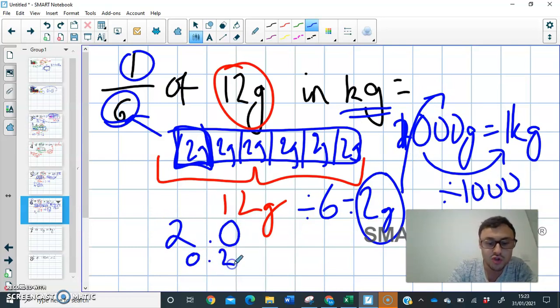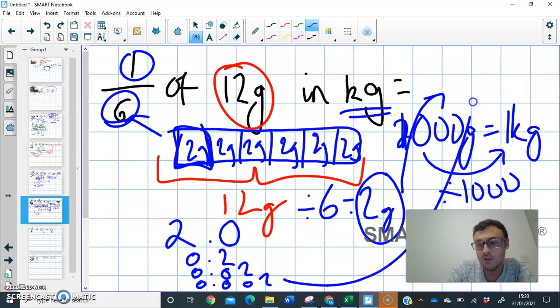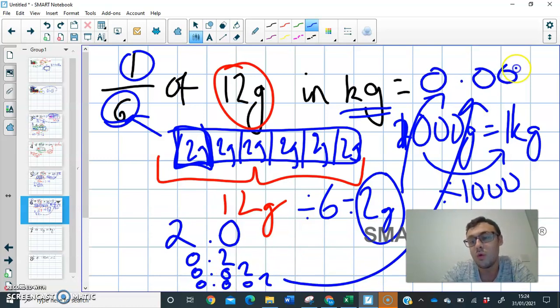Divided by 10 is 0.2. Divided by 10 again is 0.02. Divided by 10 again is 0.002. So my answer, 2 grams in kilograms, is 0.002 kilograms. And that would be my final answer. So I'd type in 0.002.